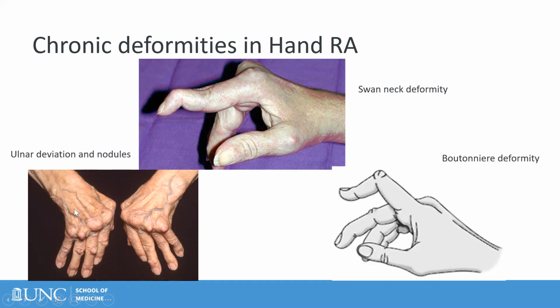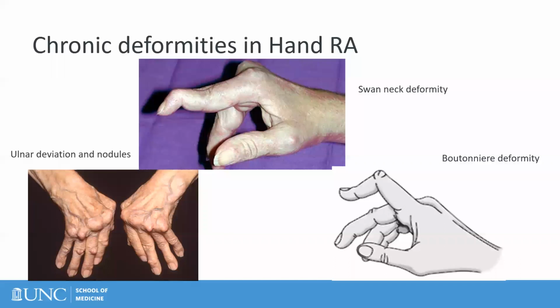This is a patient with rheumatoid arthritis here on the bottom. And you can see involvement of the MCP joint with lots of nodules overlying the MCP joint, and then ulnar deviation. On the top is a classical swan neck deformity with hyperextension of the PIP and flexion of the DIP. Early on, this may be somewhat reducible, but over time, it becomes fixed.